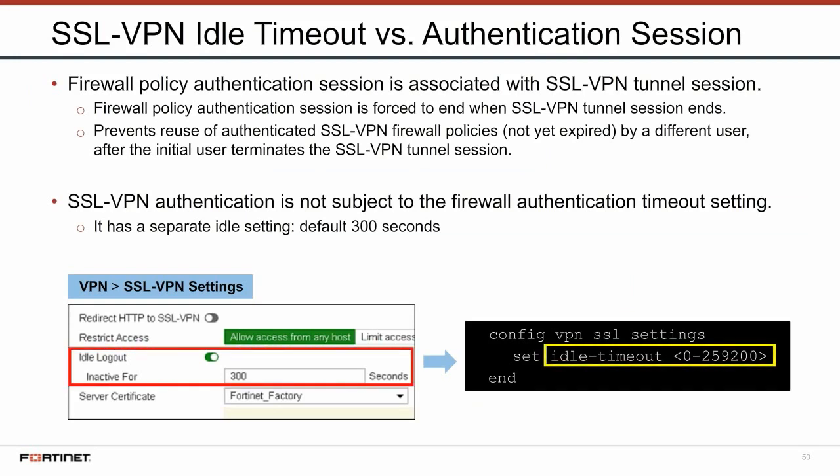When an SSL VPN is disconnected, either by the user or through the SSL VPN idle setting, all associated sessions in the FortiGate session table are deleted. This prevents the reuse of authenticated SSL VPN sessions, not yet expired, after the initial user terminates the tunnel. The SSL VPN user idle setting is not associated with the firewall authentication timeout setting. It is a separate idle option specifically for SSL VPN users. A remote user is considered idle when FortiGate does not see any packets or activity from the user within the configured timeout period.